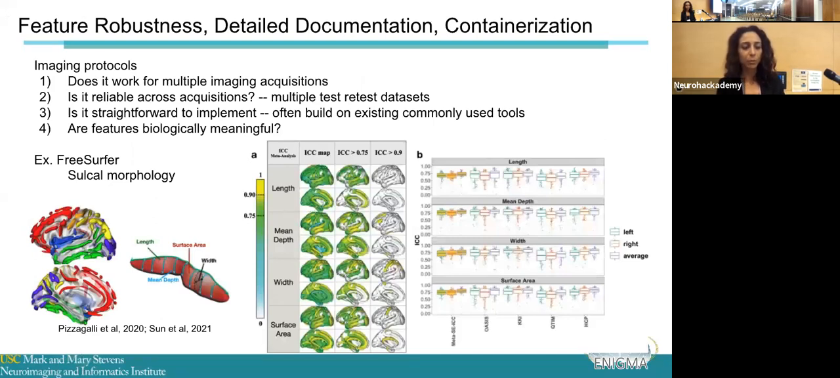So for example, with the imaging protocols we check: does it work for multiple imaging acquisitions? Does it work for the data sets we have that are 1.5T? Does it work for the data sets that are 3T? Does it work for kids? Does it work for adults? Is it reliable? And to test that, we often use public resources that have test-retest data. So we test reliability within sample across a lot of different samples.